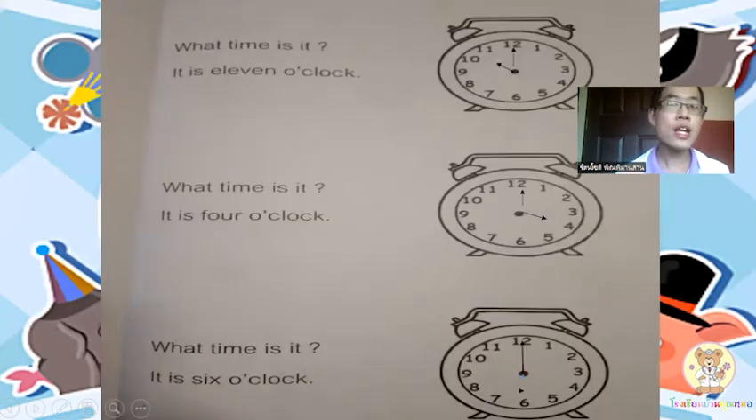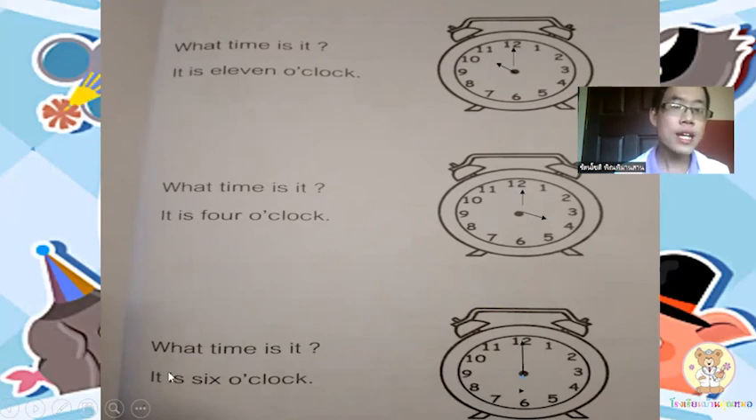Okay, next question. What time is it? It is 11 o'clock. So you need to draw the shorthand pointing at number 11, while you need to draw the longhand pointing at number 12, like this, because right now it is 11 o'clock. Next, it is 4 o'clock. Of course, you need to draw the shorthand pointing at number 4, and you need to draw the longhand pointing at number 12, like this, because they tell us that it is 4 o'clock.